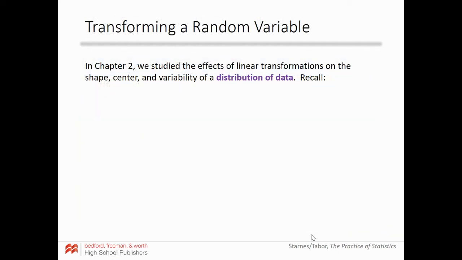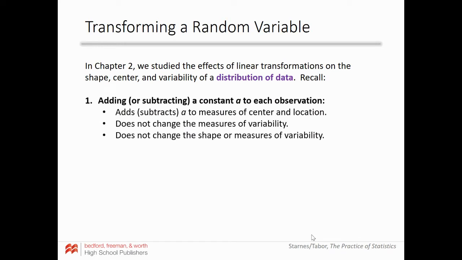So in chapter 2, we studied the effects of linear transformations on the shape, center, and variability of a distribution of data. So this should be a little bit of a review, but remember that adding or subtracting a constant behaves the same way to the center, right? The mean gets added or subtracted. Adding and subtracting does not change the variability, and it doesn't change the shape of the distribution either. This is because if you add or subtract to every data point, it just shifts the data up or down. It doesn't change how it looks or how spread out it is. It just moves it up or down, which moves the center, and that is all.